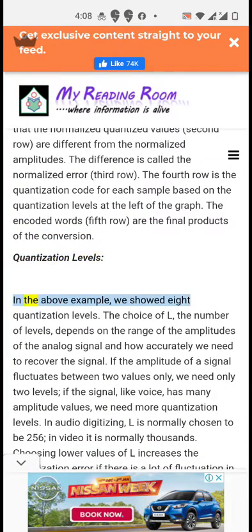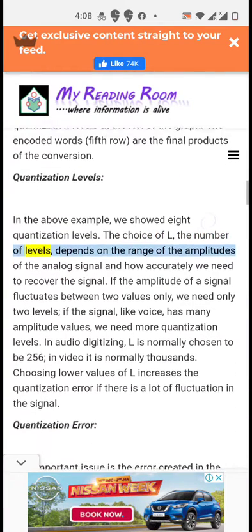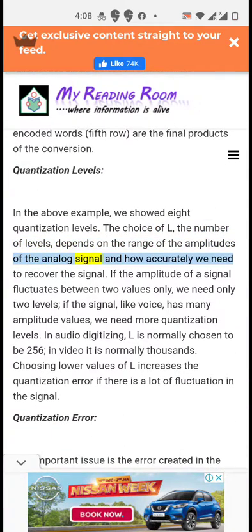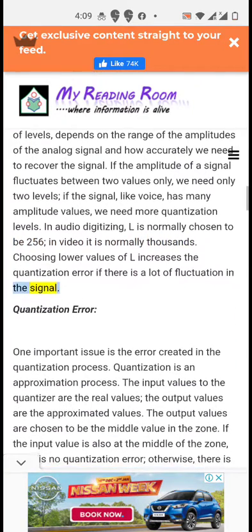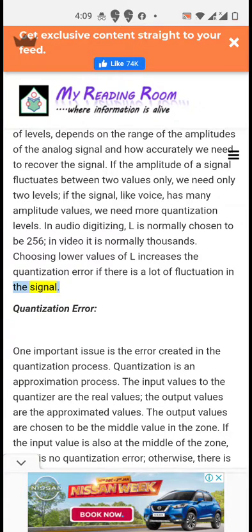Quantization levels. In the above example, we showed 8 quantization levels. The choice of L, the number of levels, depends on the range of the amplitudes of the analog signal and how accurately we need to recover the signal. If the amplitude of a signal fluctuates between 2 values only, we need only 2 levels. If the signal, like voice, has many amplitude values, we need more quantization levels. In audio digitizing, L is normally chosen to be 256; in video it is normally thousands. Choosing lower values of L increases the quantization error if there is a lot of fluctuation in the signal.